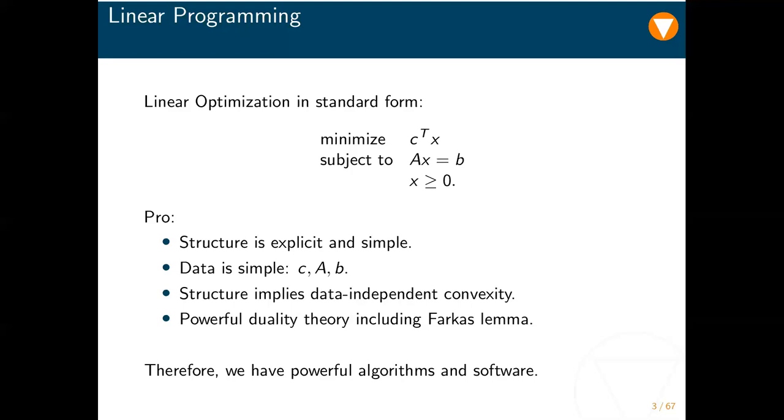And a very important point, whenever you take a class on linear programming, one of the first things you learn is that we have a powerful duality theory and the Farkas Lemma. And that is part of the success of LP. So that's why we have many successful, robust software implementations for linear programming. And that's arguably due to some advantages that this linear programming problem has.